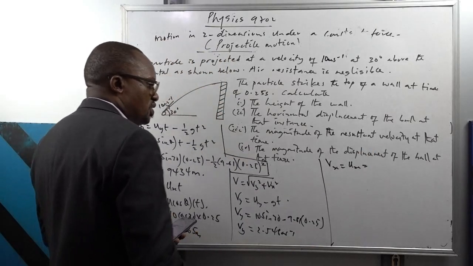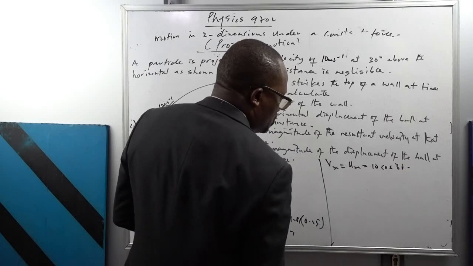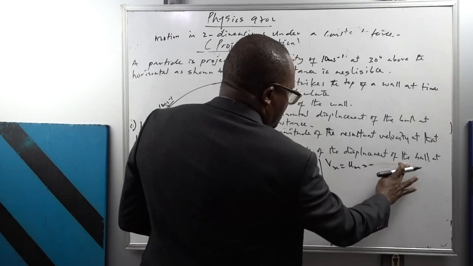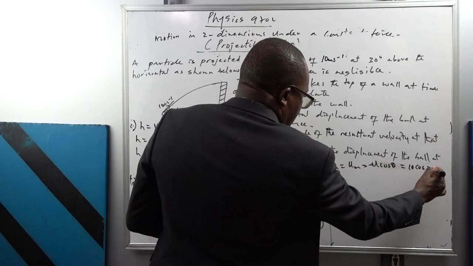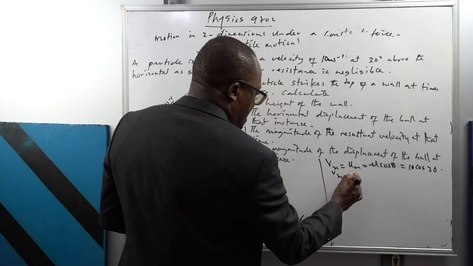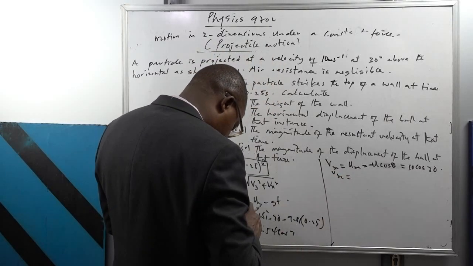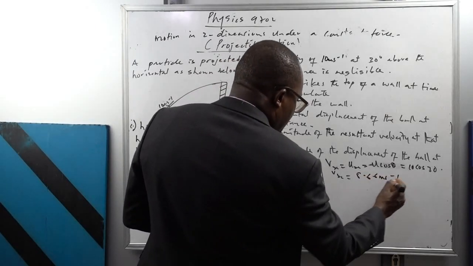The horizontal velocity, remember that the velocity along the horizontal is constant. So Vx equals Ux, which is basically u cos theta, which is 10 cos 30. If you do that, what is 10 cos 30? That's basically 8.66 meters per second.